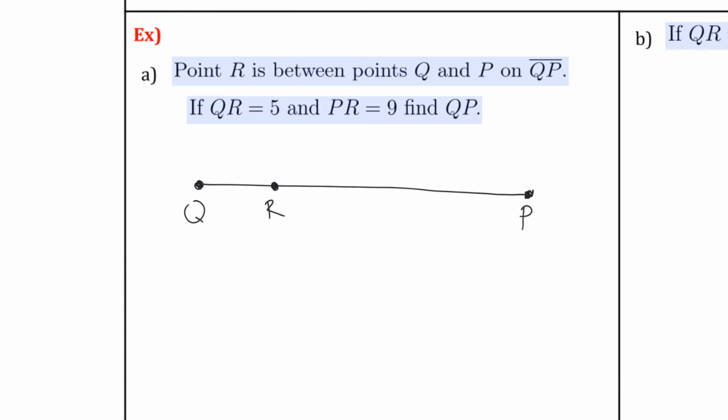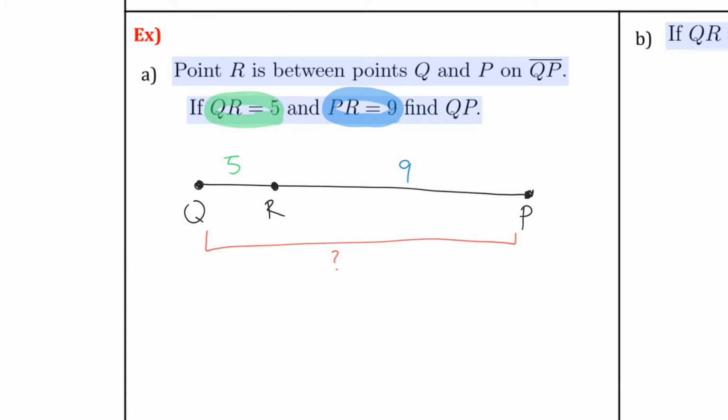All right, and then from there, now we can label this picture with the information given to us. They told us that QR is 5. So I'm going to label from Q to R is 5. They also tell us that PR is 9. So from P to R, this length right here is 9. And they want us to find the length of QP. In other words, the entire segment or entire length here. This is what we're looking for.